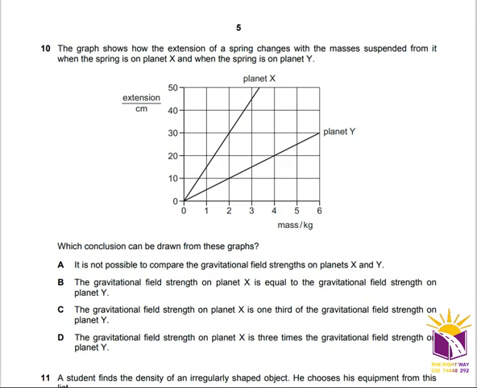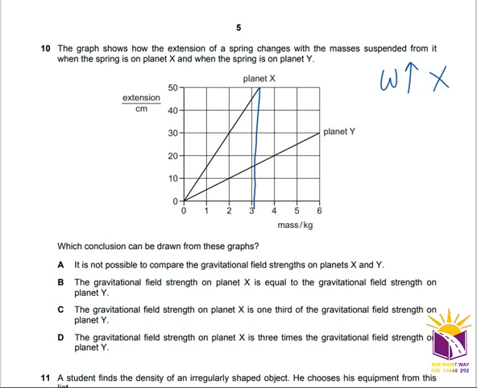Question number 10. The graph shows how the extension of a spring changes with the masses suspended from it when the spring is on planet X and when the spring is on planet Y. For spring X, less mass shows more extension. It means that there will be more weight. Weight is more for planet X.